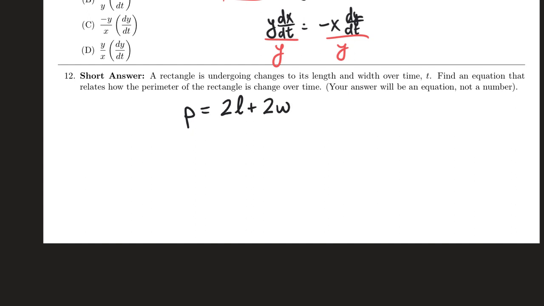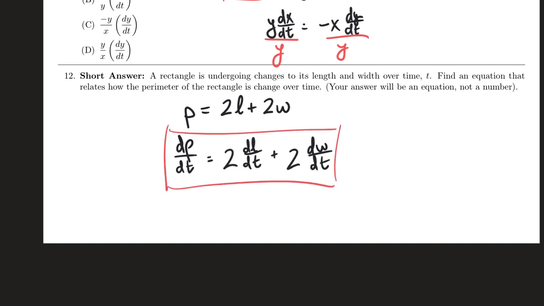Now we take the derivative. So derivative of P is dP dt. 2l turns into 2 dl dt. 2w turns into 2 dw dt. All right, that's the whole answer. So you're relating the perimeter to how the other things are changing over time. That's all I'm expecting for that problem.